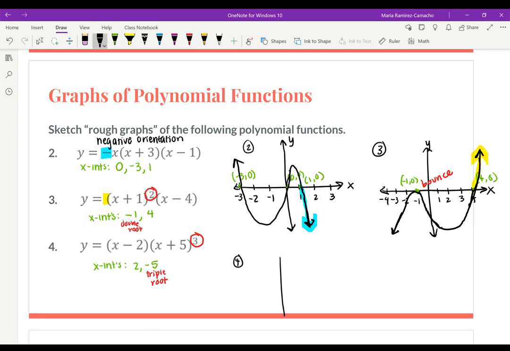Okay, let's draw our axes, scale the x-axis. Okay, just like with number 3, number 4's equation is positive. This is going to have a positive orientation.